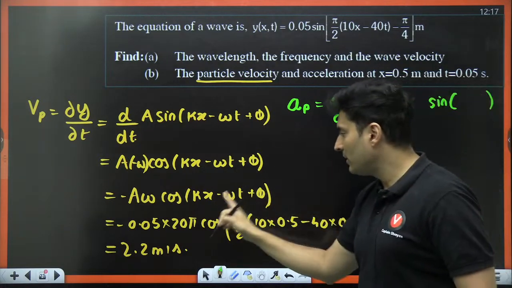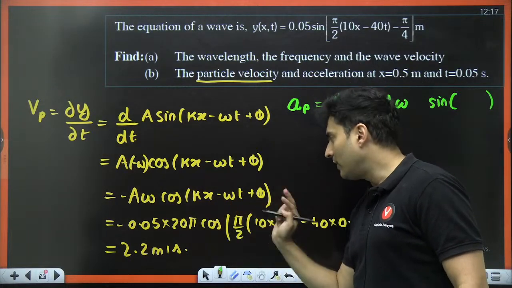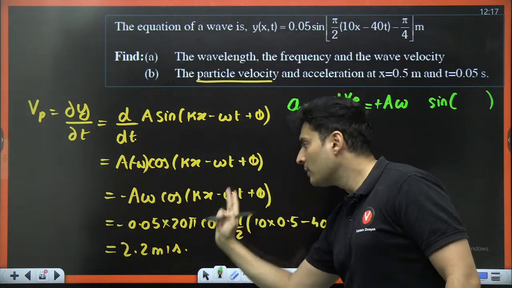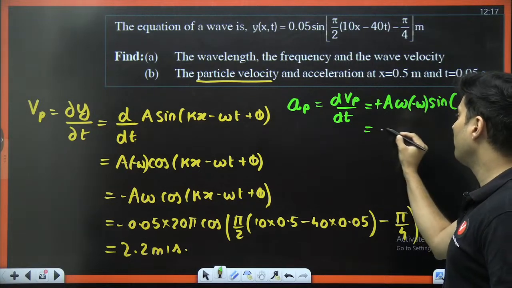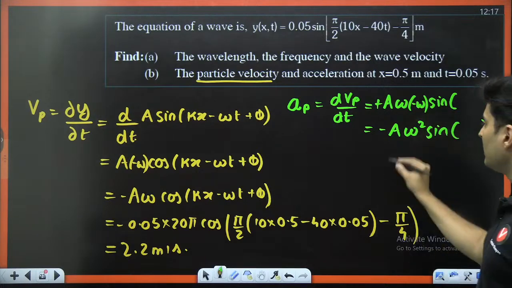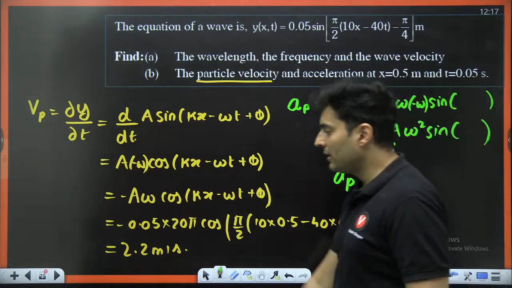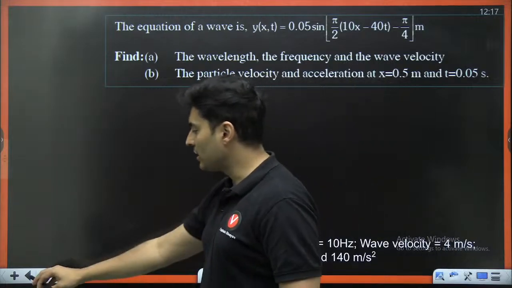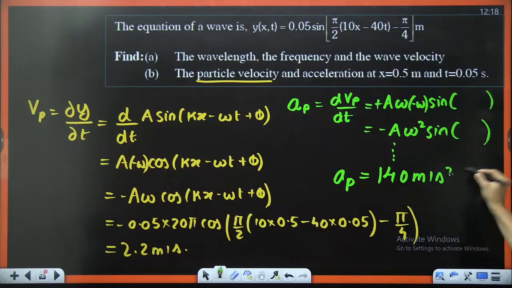When you again differentiate with respect to time, kx minus omega t, kx is a constant, phi is a constant, omega t's derivative, minus omega t's derivative will be minus omega. So again you will have minus omega outside. So it will be minus a omega square sine of whatever is there here. Substitute and you will get the acceleration. You shall get the acceleration close to 140 meters per second square.